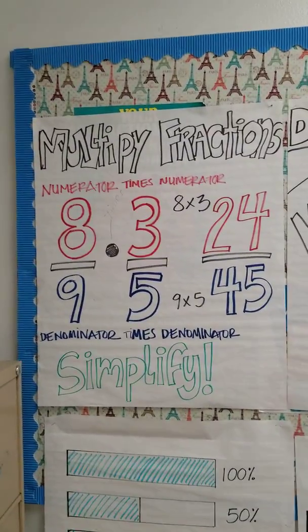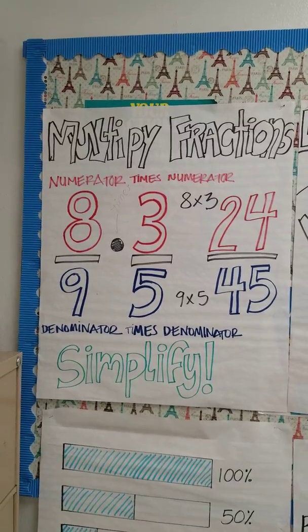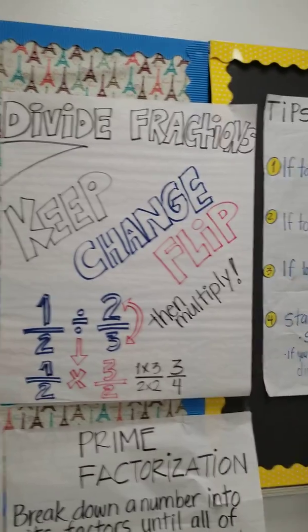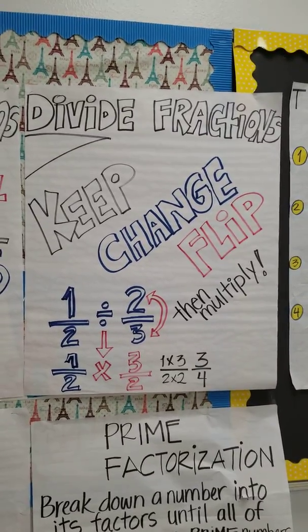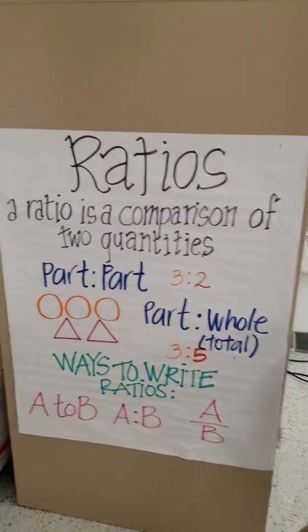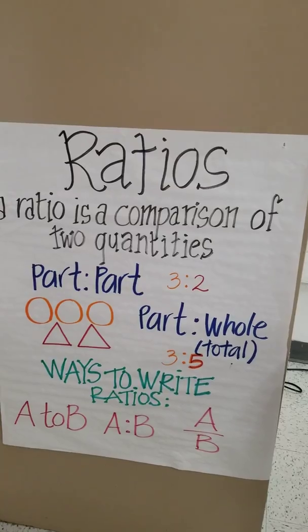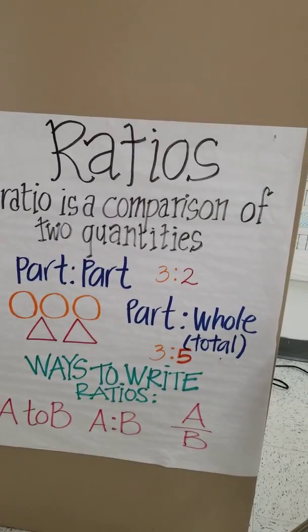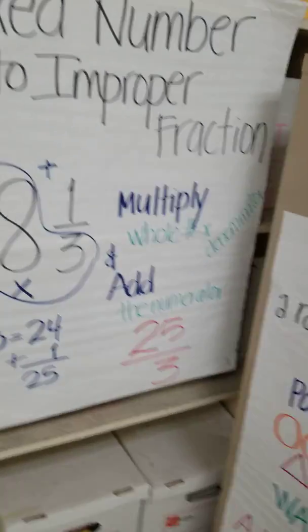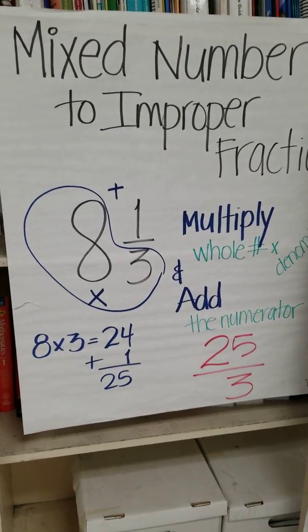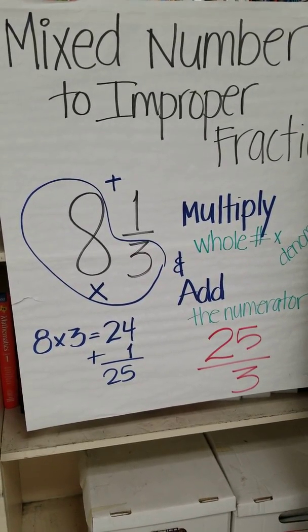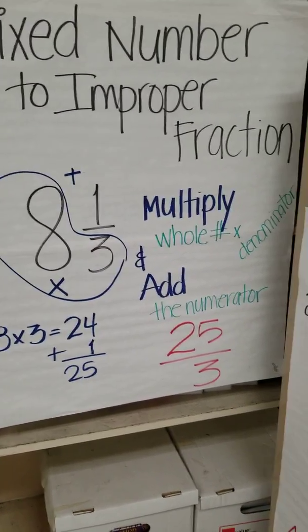Then we have multiply fractions: just multiply across and simplify. Divide fractions is when we use keep, change, flip. Over here we have ratios. Ratio is a comparison of two quantities. The way you see it is the way you write it. Mixed number to improper fraction, just multiply and add. Multiply the denominator times the whole number and then add the numerator.